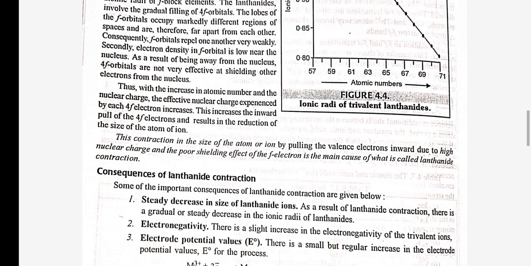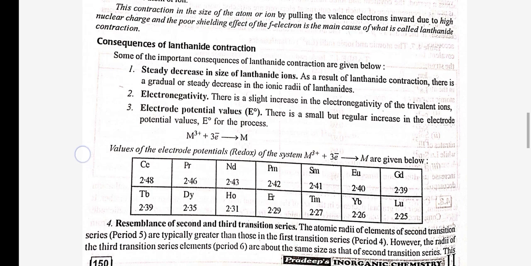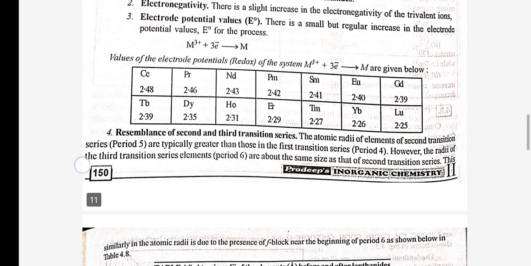Consequences of the lanthanide contraction. Some of the important consequences of the lanthanide contraction are given below. Steady decrease in the size of the lanthanide ions. As a result of lanthanide contraction, there is a gradual or steady decrease in the ionic radii of the lanthanides. Electronegativity: there is a slight increase in the electronegativity of the trivalent ions. Electrode potential values: there is a small but regular increase in the electrode potential values for the process.